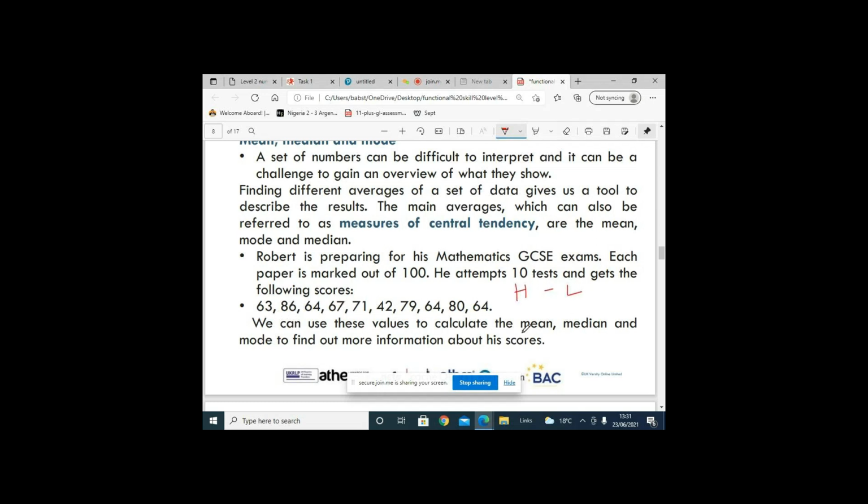So if you look at this guy's exam result now, it's the highest value minus the lowest value. The highest value here is 86, and the lowest value is 42. So the range is going to be 44. That's the range.